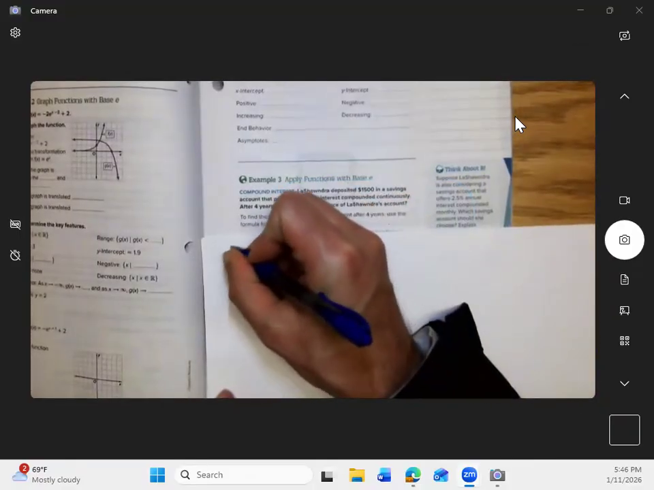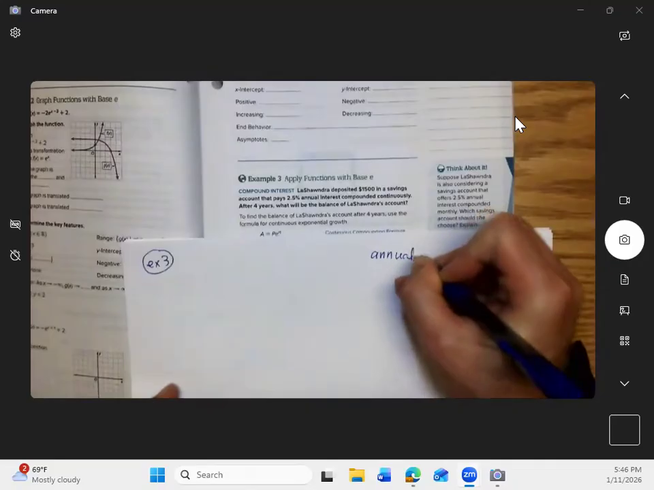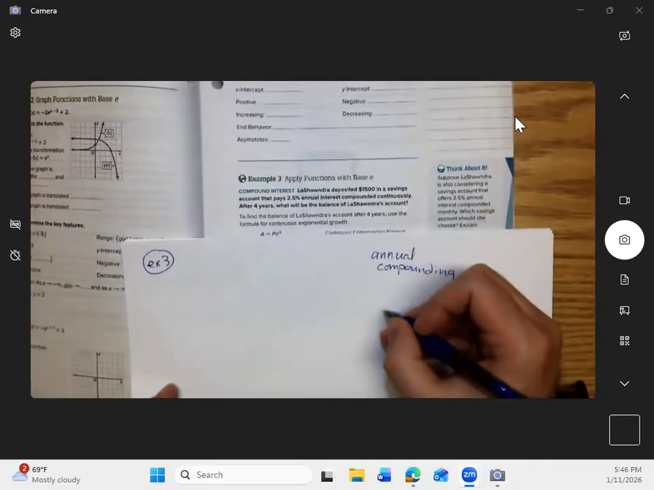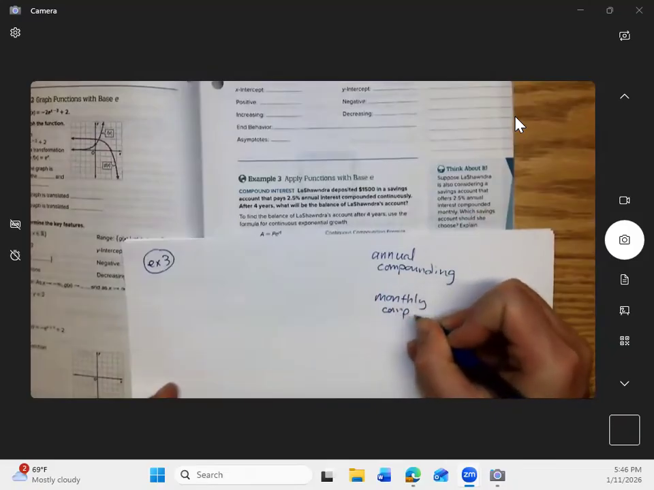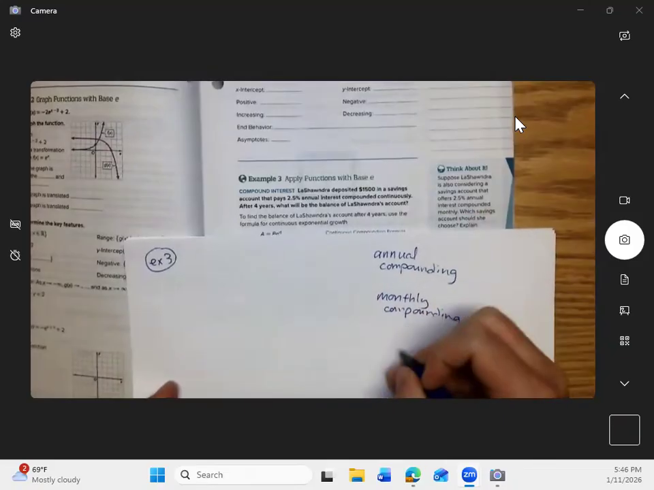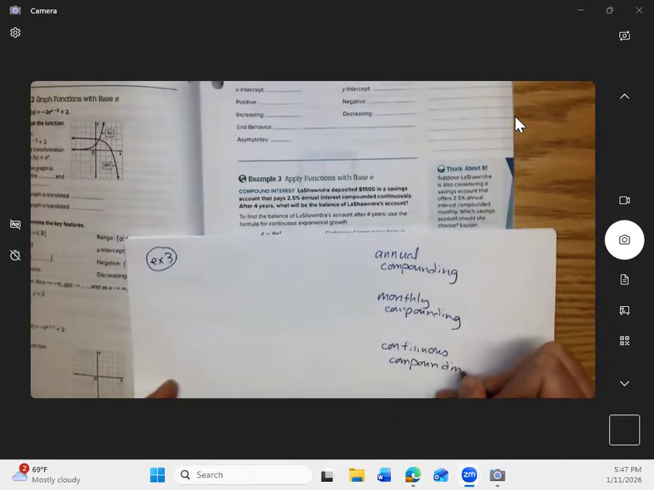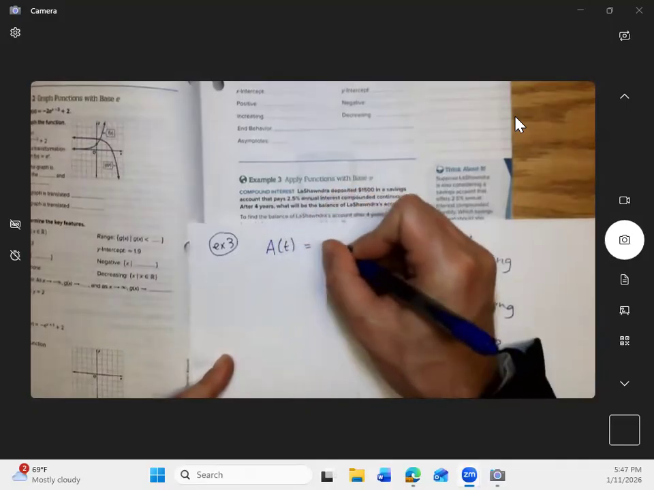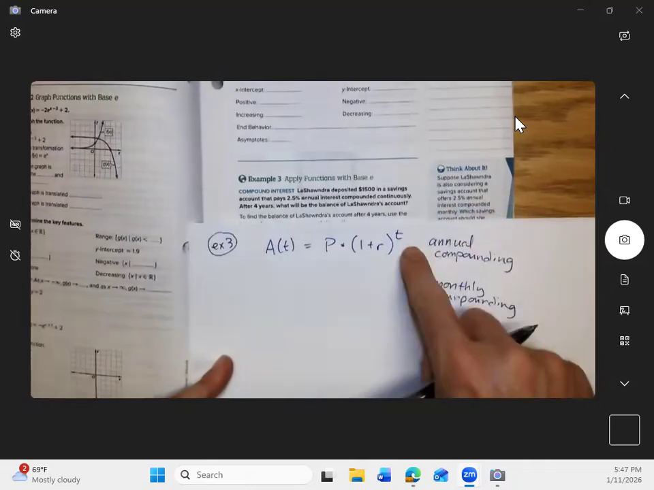So, example 3. I remember there's annual compounding, and then, well, here, I'll say monthly compounding. Just do a review right here. And then there's going to be continuous compounding. Okay? So annual compounding, you could have the amount as a function of time is equal to the principal times 1 plus the interest rate as a decimal, all raised to the power of number of years that passed.